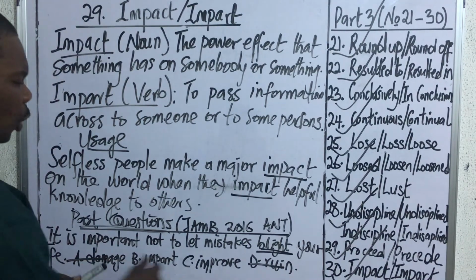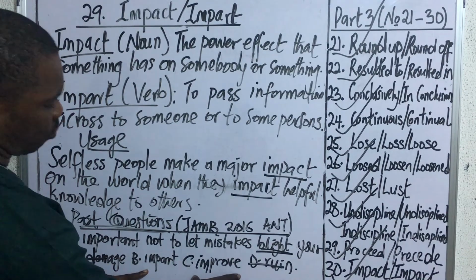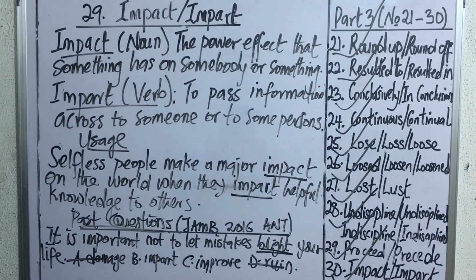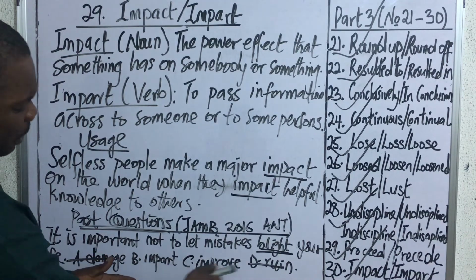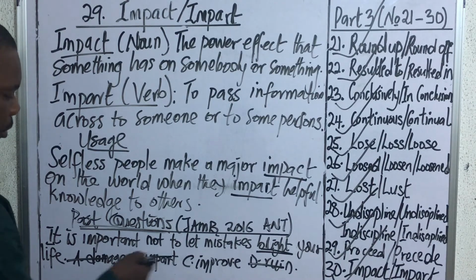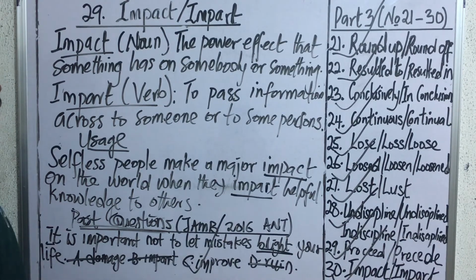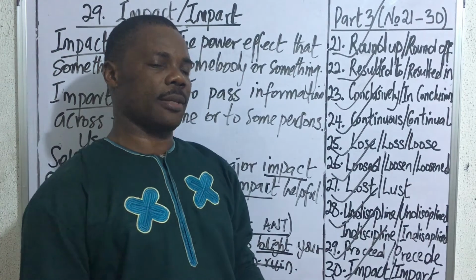It's important not to let mistakes blight your life. Mistakes impart or mistakes improve your lives. Okay? Now, to impart is to pass information across to someone, to some people. So it cannot be impart. So the correct answer is what? Option C, improve. That is how we come to the end of our part 3 videos today in this series.